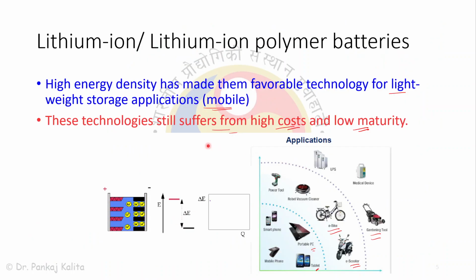This is a type of lithium ion battery. One of the advantages of using a lithium ion battery is that it has a very high energy density. That makes them a very favorable technology for lightweight storage applications. Already it is used in mobile.